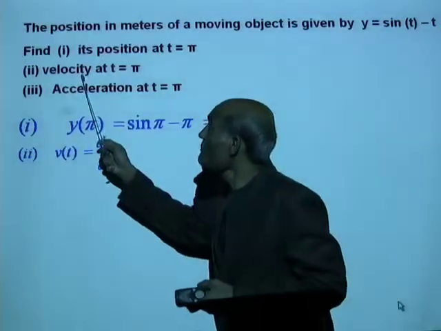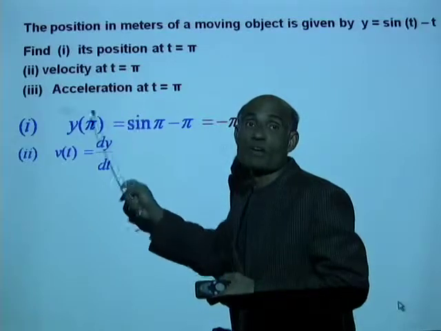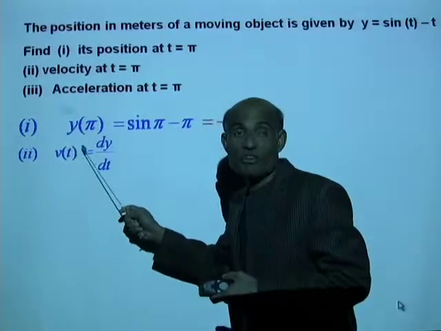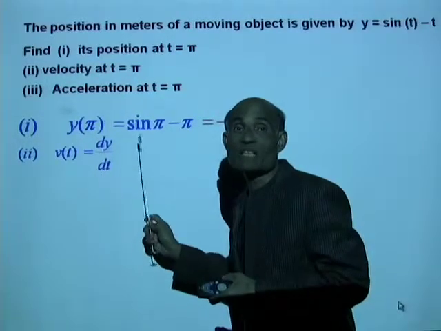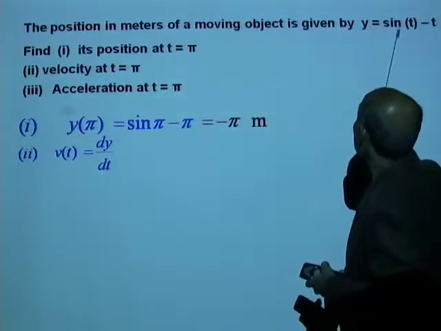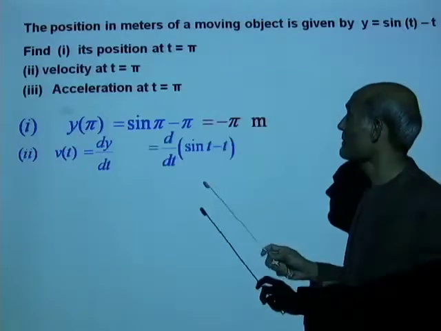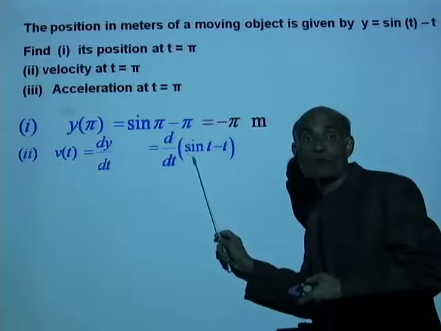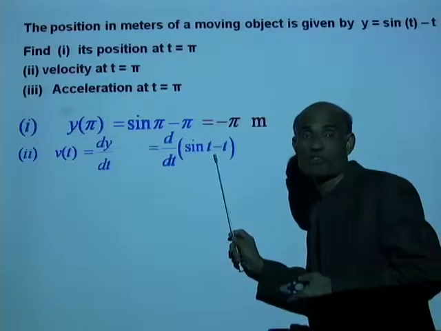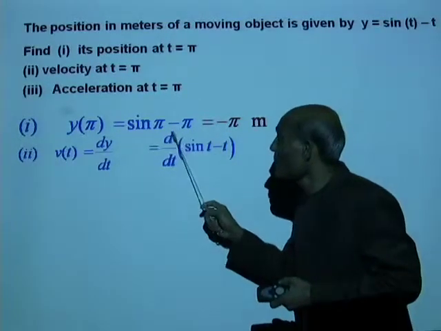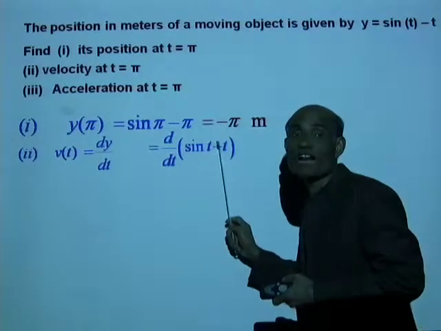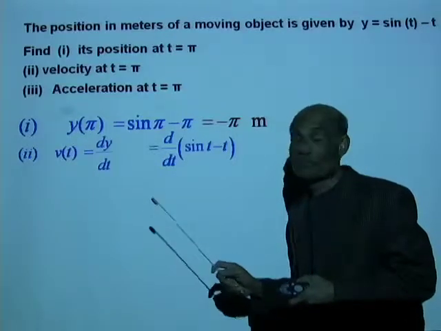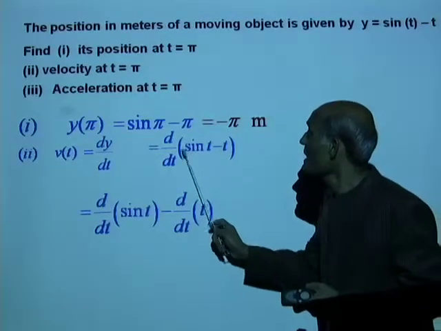And now we need to find the velocity at t equal to pi. First of all, we need to find the velocity function. Velocity function is dy by dt, where y equal to sine t minus t. Therefore, velocity is the derivative of the position function. This is the position function. All right, now tell me, what is the derivative of sine t? Got to go back and look at that table I gave you.